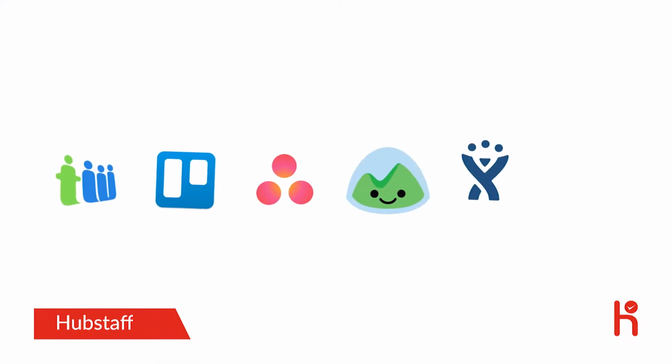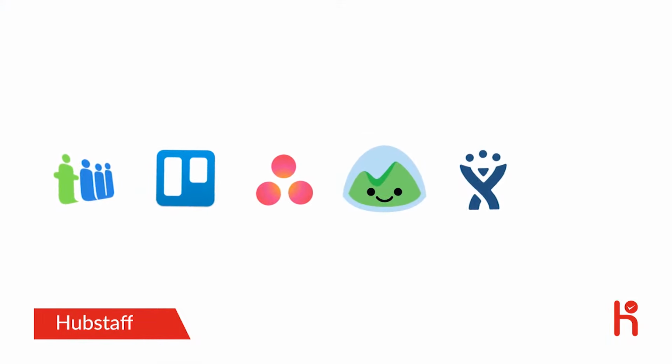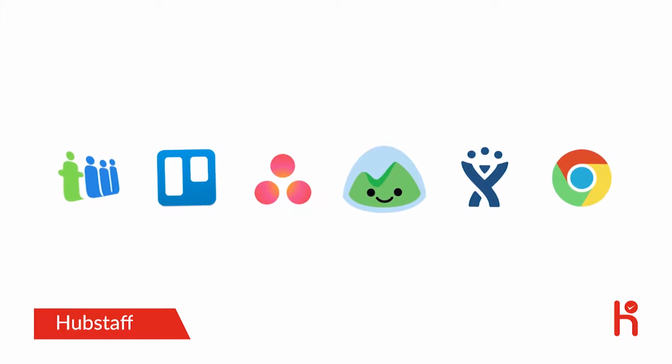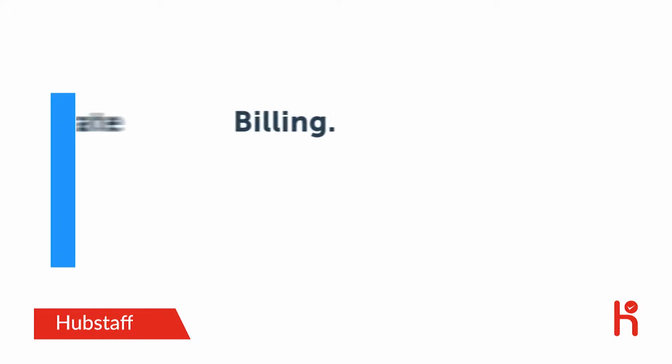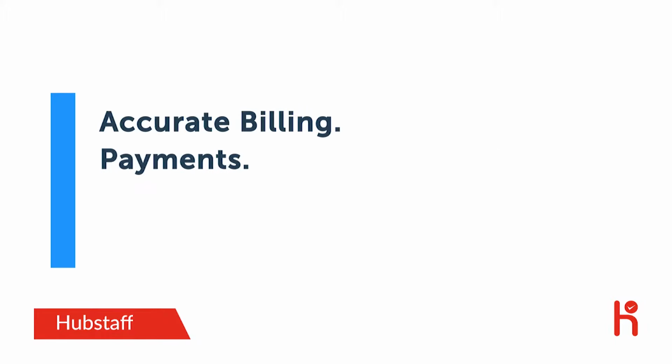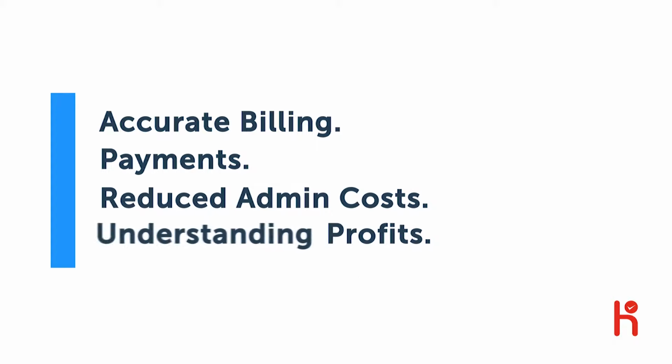To work with whatever tools your teams use, HubStaff integrates with the industry's top project management applications. You can understand exactly how much time is being spent on the tasks that you're assigning. With our Chrome extension, you can start and stop time directly within your team's tools. Then use that time tracked for more accurate billing, payment to employees, reduced admin costs, and understanding project profitability.